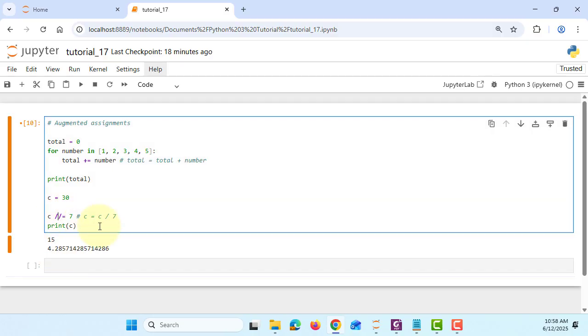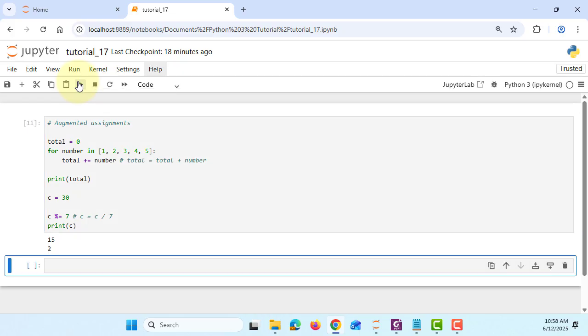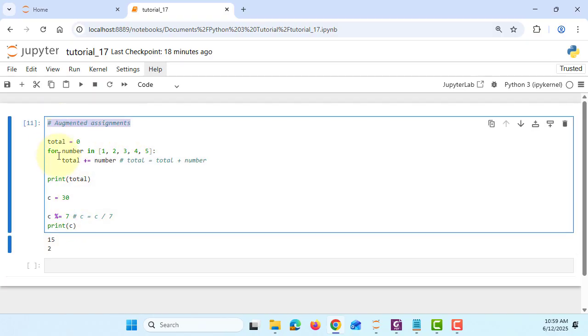There's another one. We call it the remainder. The remainder is 2, because you can multiply 4 by 7, which is 28, and then the remainder is 2. That's how you use augmented assignments. That's a popular idea. Once you get used to it, you'll be okay.